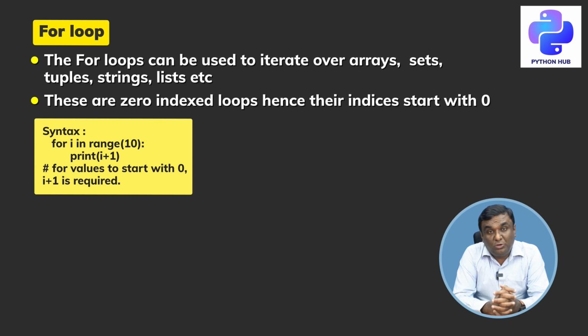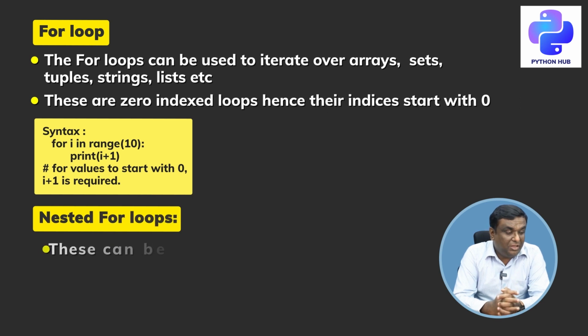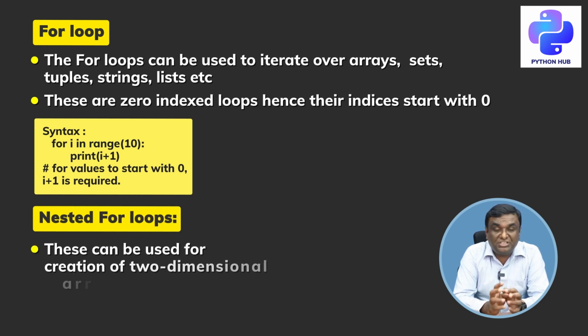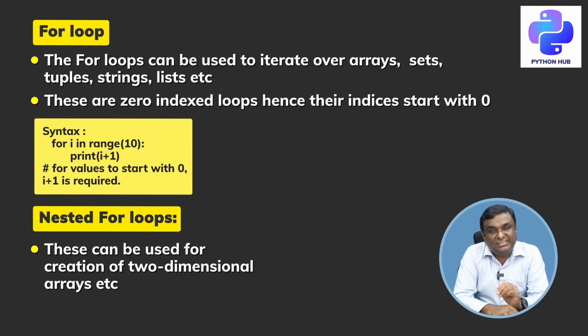As a part of for loop, we also have something called nested for loops. These can be used for creation of two-dimensional arrays. When you have multiple dimensions within the same array, for each dimension, you may need to have a separate for loop. So it's more like for loop within for loop. For every first item, iterate all the second ones. That's what we call a nested one, isn't it?